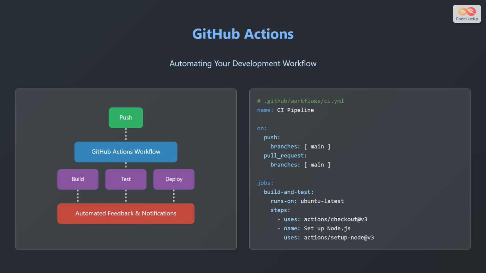Here is an example of a continuous integration pipeline configuration file. The name of the workflow is Continuous Integration Pipeline. The trigger for the workflow is a push to the main branch, or a pull request targeting the main branch. The job is build and test. The job runs on the latest version of Ubuntu. The steps include checking out the code and setting up Node.js.